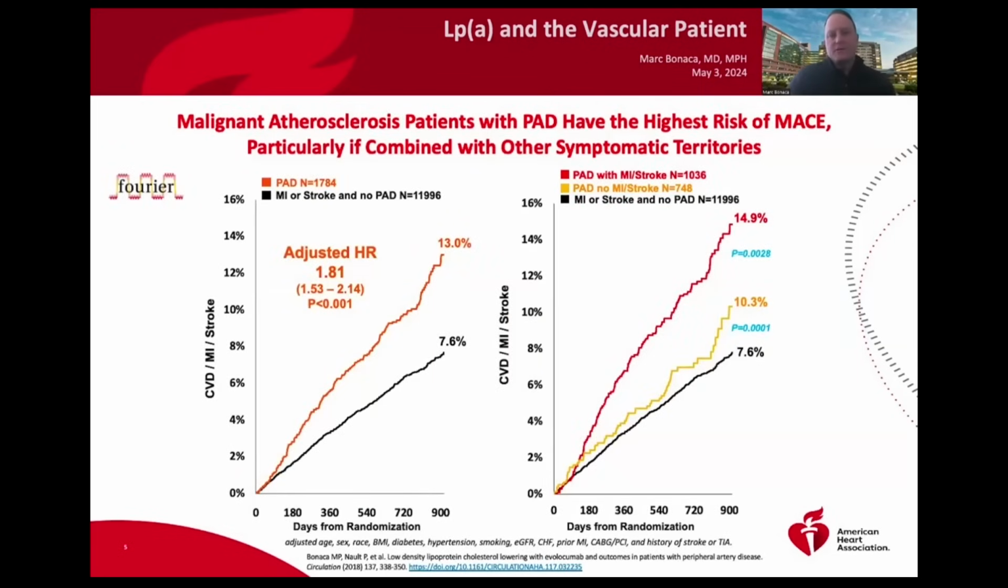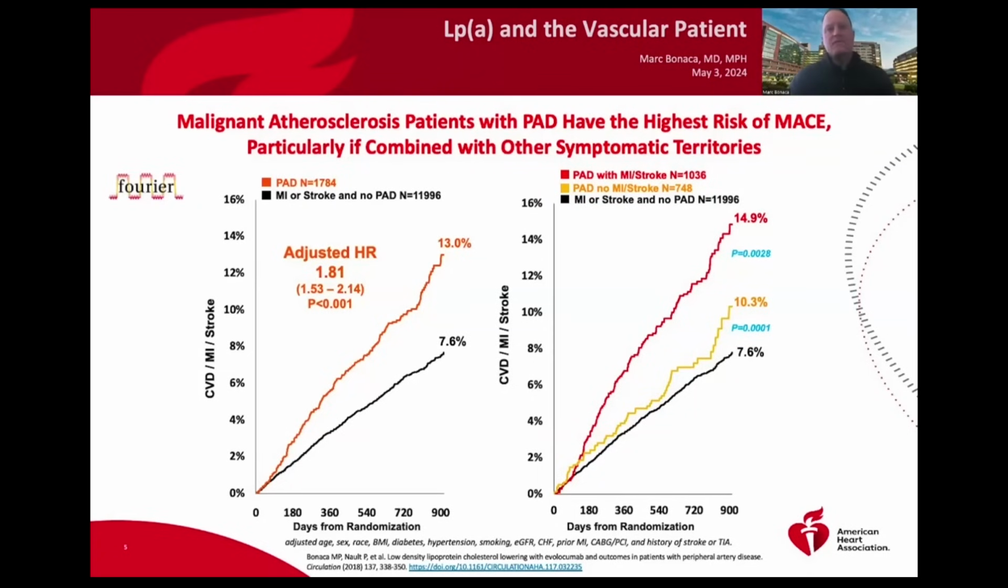We know that patients with PAD have poor outcomes. In fact, in trials like the FOURIER trial shown here, the patients who are enrolled with peripheral artery disease had a higher risk of CV death, MI, or stroke than those patients who entered the trial with actually a prior MI or a stroke. And this is a much higher risk, almost double.